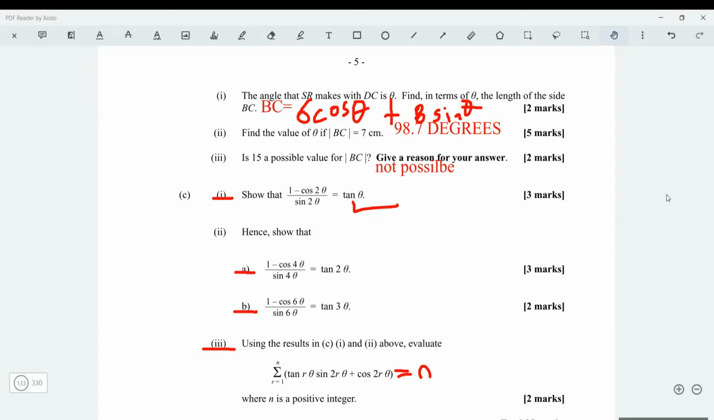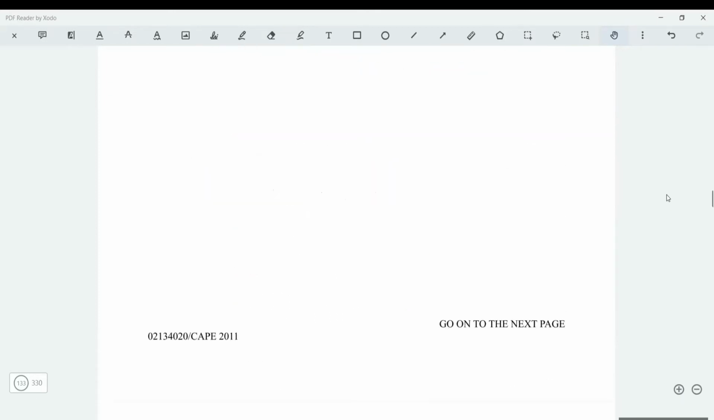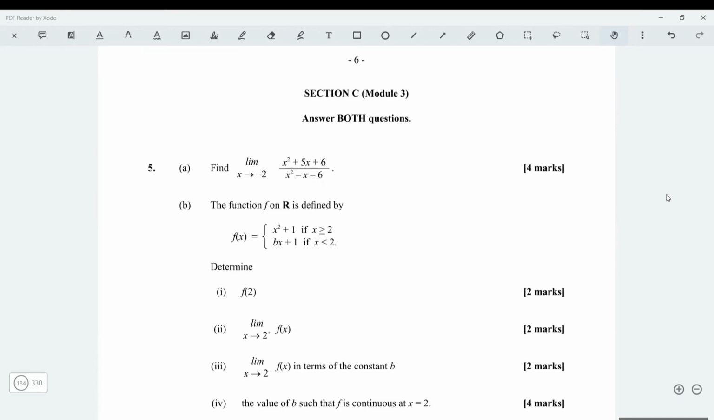All right. So now we have the last part now to do. And this is just module 3. And module 3, easy part. All right, so let's go to module 3. So we need to evaluate this now.